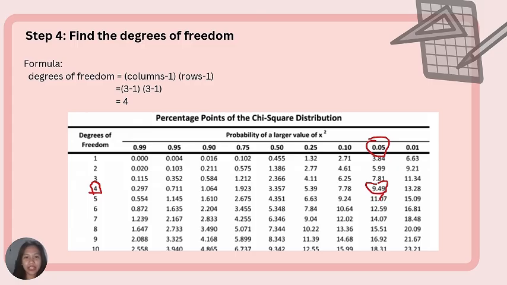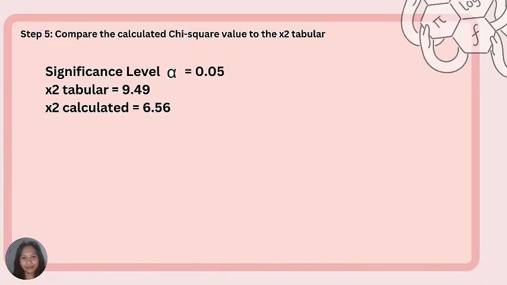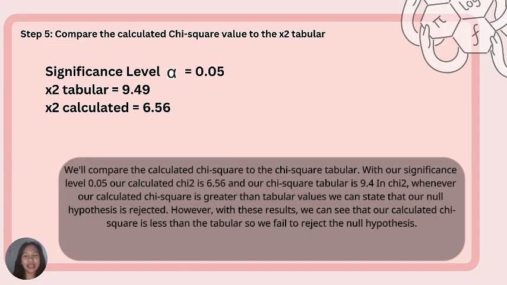Here is our DF, as you can see at the highlighted part below the critical value 0.05. The value is 9.49. The next step, we're almost done, guys. We'll compare the calculated chi-square to the chi-square tabular from the DF in the table shown before. With our significance level 0.05, our calculated chi-square is 6.56, and our chi-square tabular is 9.49.